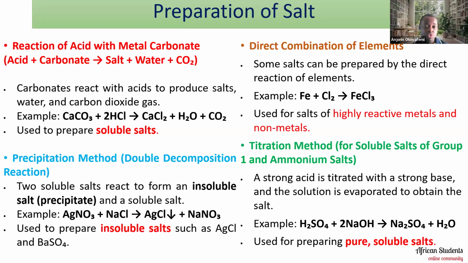We can also produce salt through titration, for soluble salts of group 1 and ammonium salts. A strong acid is titrated with a strong base and the solution is evaporated to obtain the salt. An example is H2SO4 plus sodium hydroxide, and then you have the salt being produced. So the titration method is used for preparing pure soluble salt.